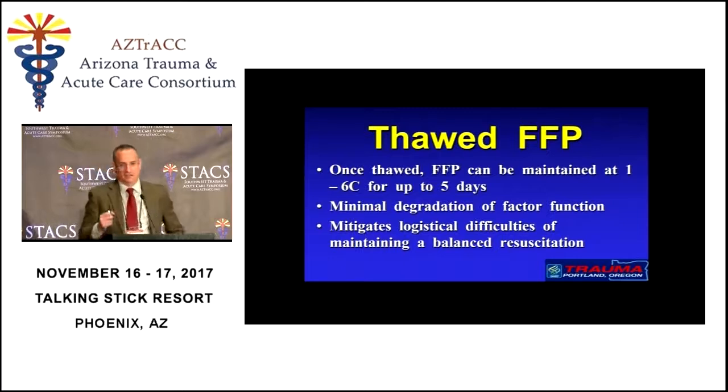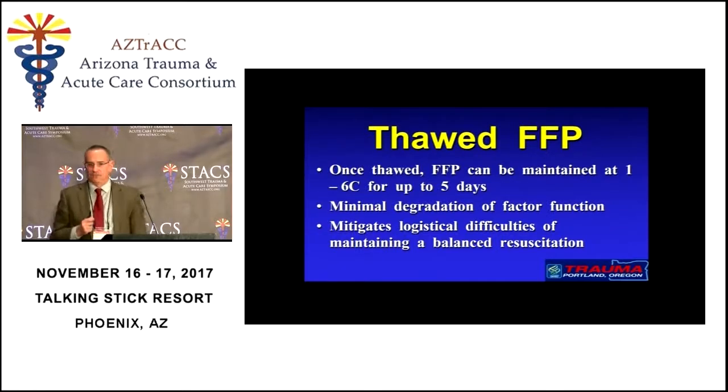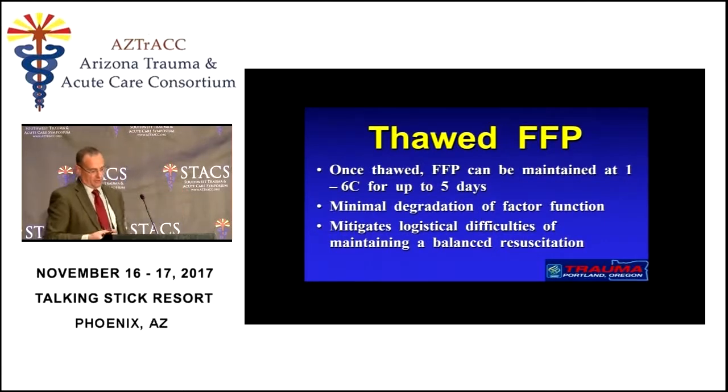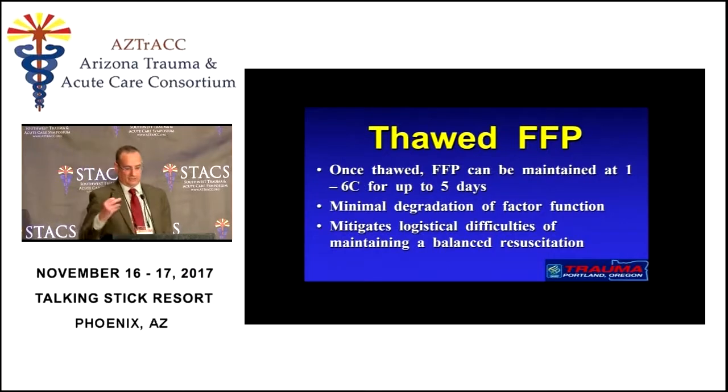Okay, let's talk about plasma. There's a lot of different plasma out there. This is very important because you want the right plasma in your hospital. Number one, how do we maintain a 1-to-1 ratio of red cells to plasma in our civilian hospitals? We keep a supply of the FFP thawed. Once thawed, FFP can be maintained at 1 to 6 degrees Celsius for 5 days. For 5 days, there's minimal degradation of factor function, and this allows you to do a high ratio transfusion.